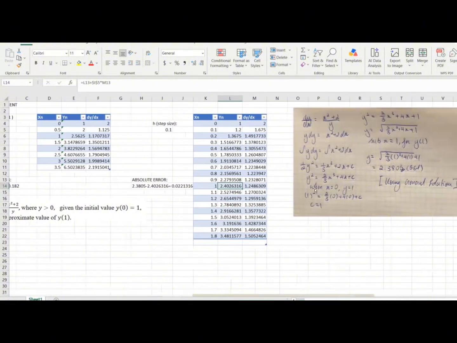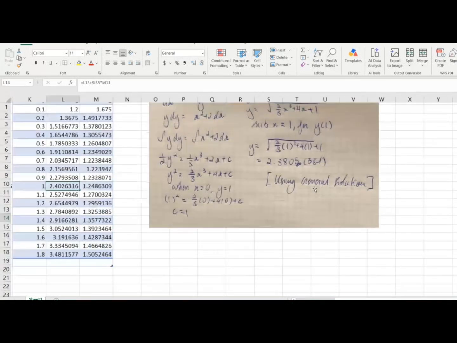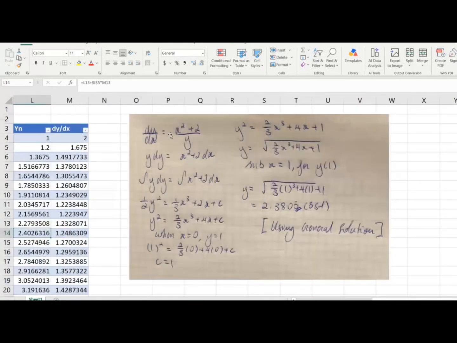To evaluate the performance of our numerical approximation, we must compare it to the exact analytic solution found by calculus using separation of variables. As you can see here, we can cross multiply and then integrate both sides to find y squared equals 2x plus c. To find the constant c, you sub in x equal to 0, as when x equals 0, y is equal to 1, and you find c is 1. Square root the entire equation, and you sub in x equal to 1, and your y becomes 2.3805.